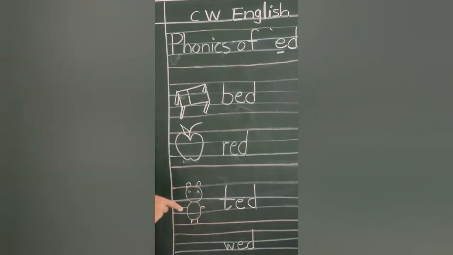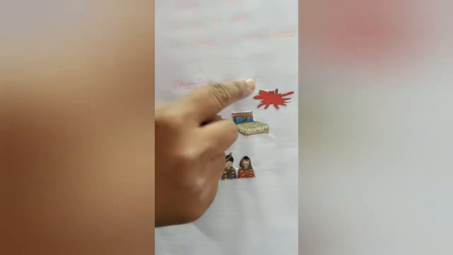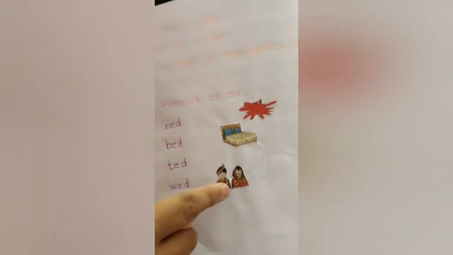Now I show you the picture how to write in your notebook. Phonics of ED. This is your margin. Don't write inside the margin. Touch the line and write. R-E-D red, B-E-D bed, T-E-D Ted, W-E-D wed.